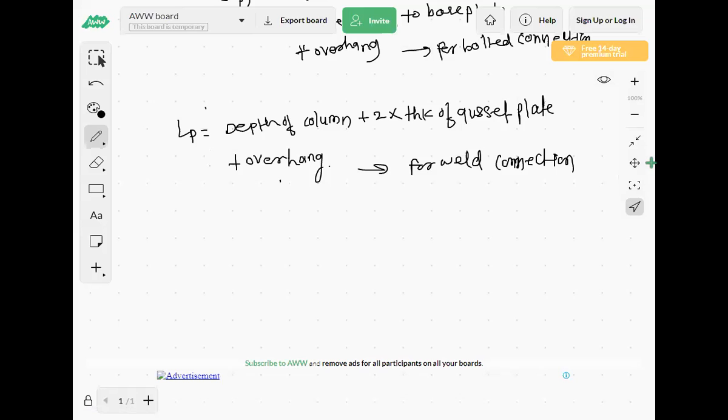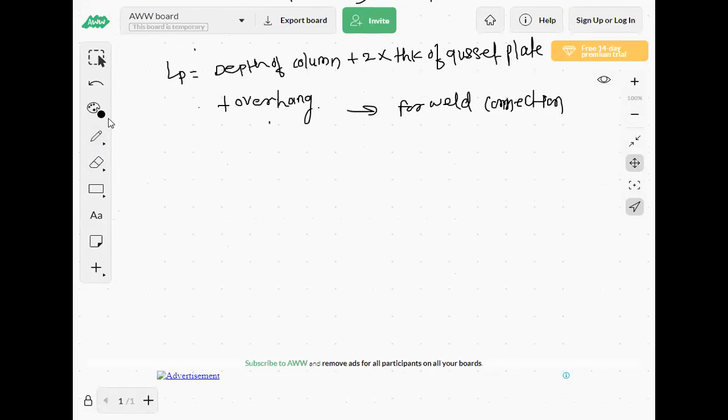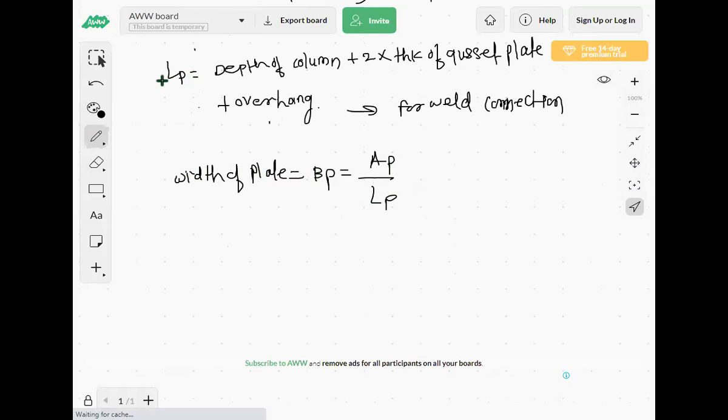Now here, so this is the length. Now width of plate. So how to calculate width of plate? Width of plate, that is BP, is equal to AP divided by LP. Length of plate we have calculated, area of plate already calculated in step number 2. So width of plate is equal to AP divided by LP. So this is step number 4: calculate the size of plate.